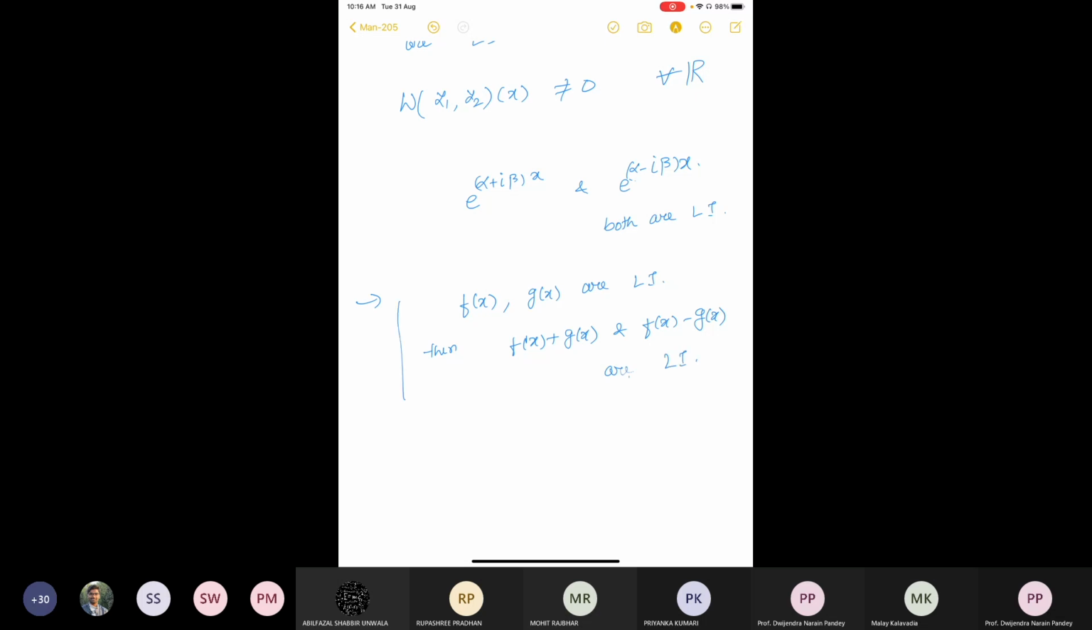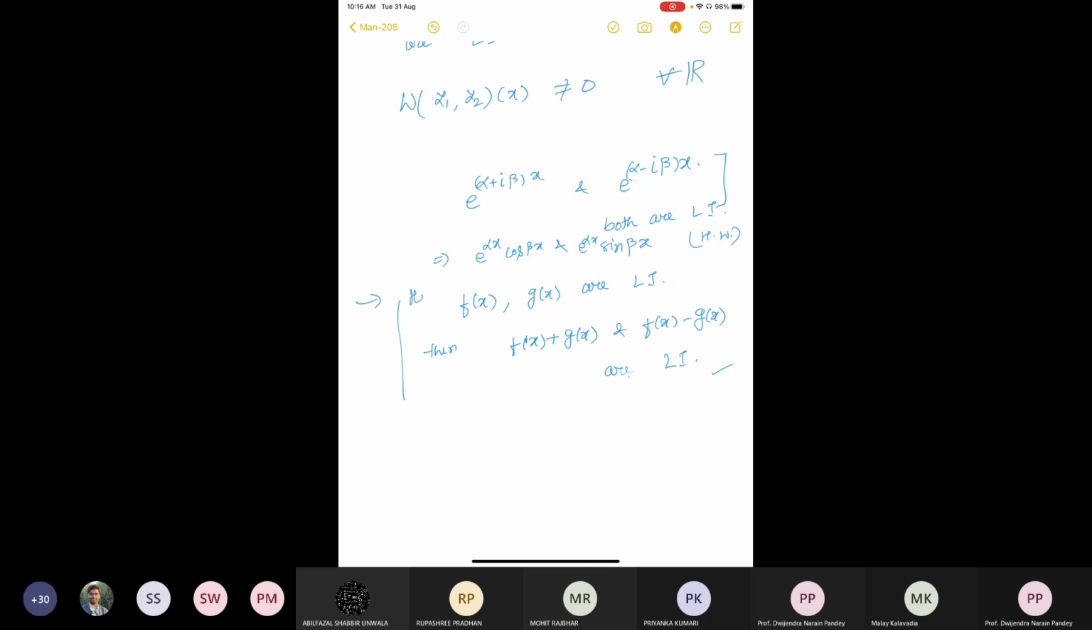Can you prove this result, that if f(x) and g(x) are linearly independent, then f(x) plus g(x) and f(x) minus g(x) are linearly independent? I'm just giving you a small hint of this, and then you prove that if these are linearly independent, then so is e to power alpha x cos of beta x and e to power alpha x sin beta x. So this I'm giving you as homework.